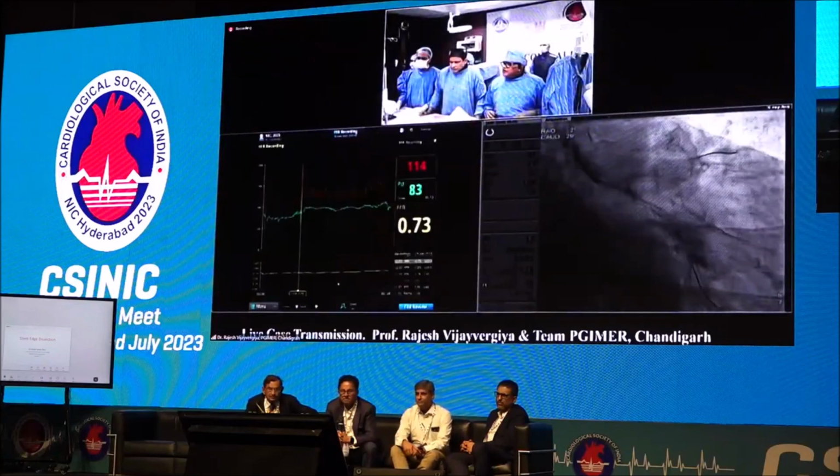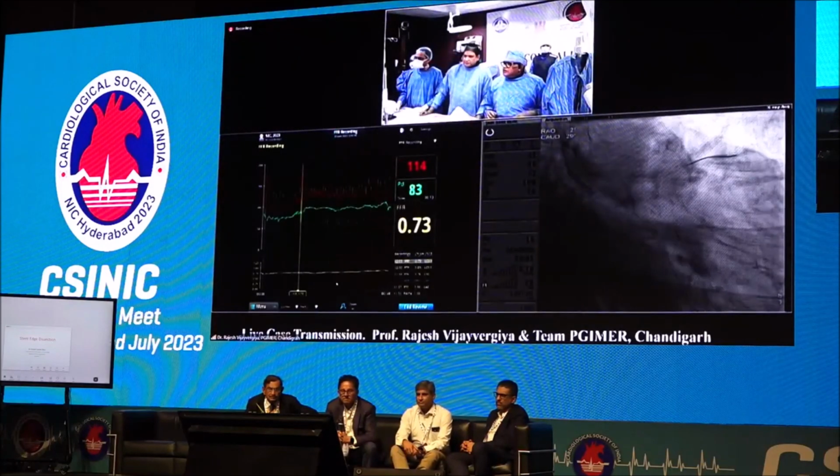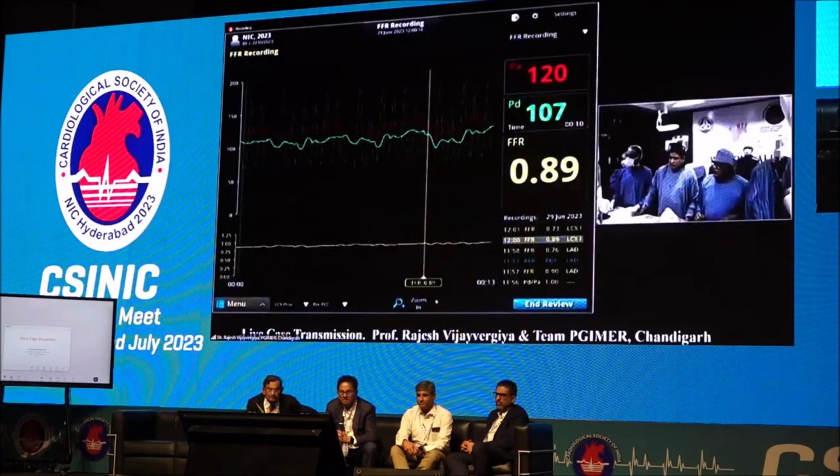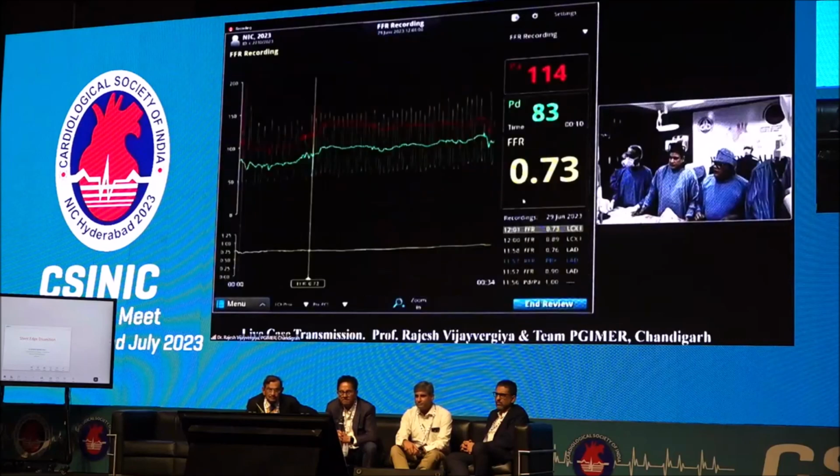Baseline and post-adenosine. So we had now FFR across the left circumflex ostium, 0.89, which dropped down to 0.77, 0.73 following the adenosine. So it's a significant ostial left circumflex lesion which is there.